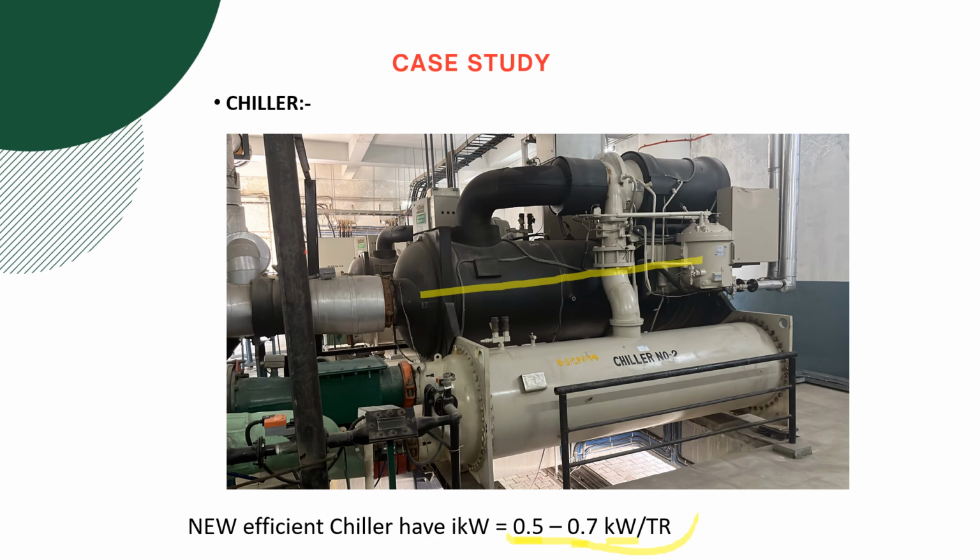So this is the IKW for an efficient or a new water cooled chiller. For different kinds of chiller, it is different. Like we have air cooled chillers also, we have magnetic type chillers also, and we have this water cooled chiller. So for water cooled chiller, it is 0.5 to 0.7 kilowatt per TR. Now going to the ROI calculation now.